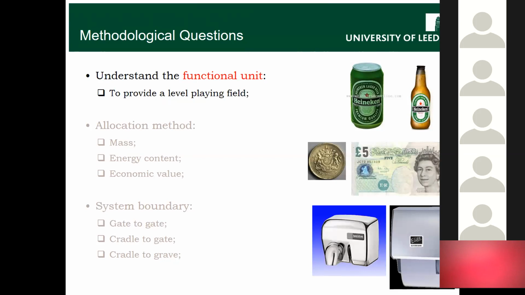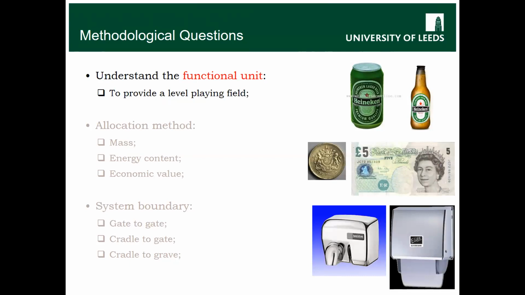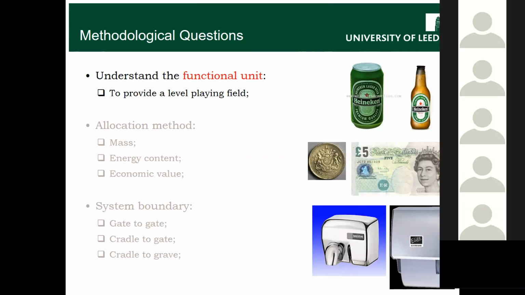In the third example, for hand drying, we need to think about what the function of the product is. It's not the device itself, but its function is to dry the hands. The product is also not just about the device itself. The first example used electric power, and the second one used either paper or a towel or textile. So these consumables need to be included in the life cycle studies.